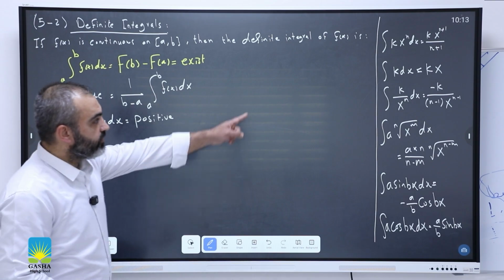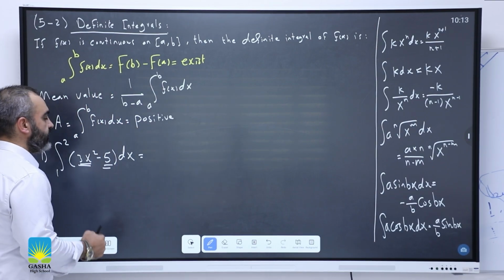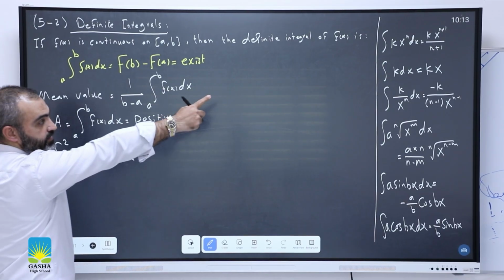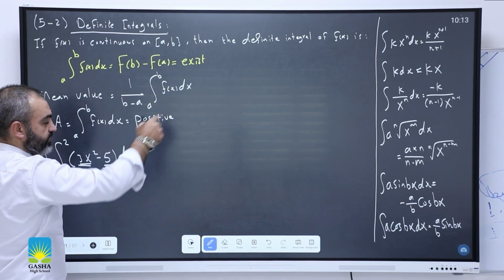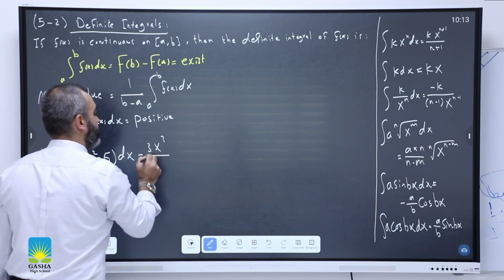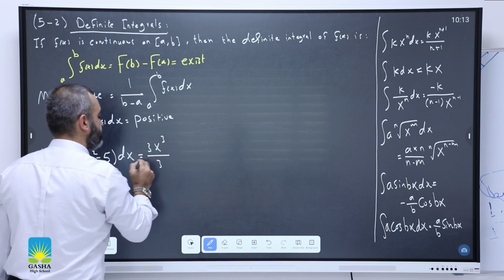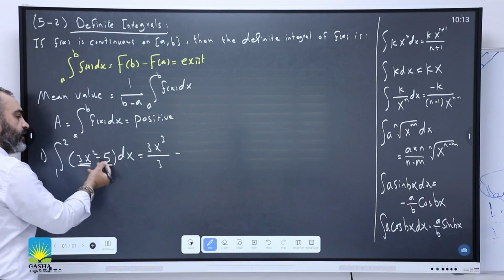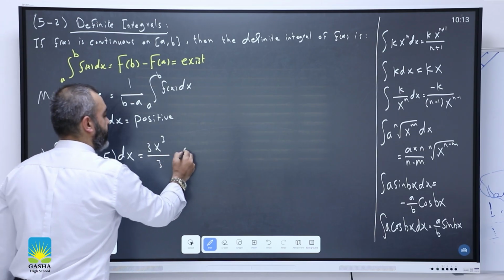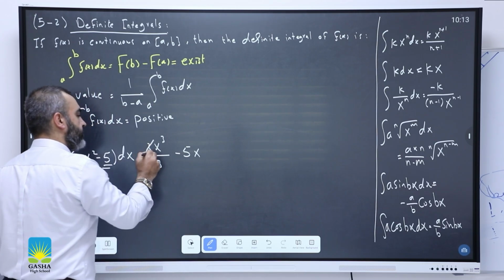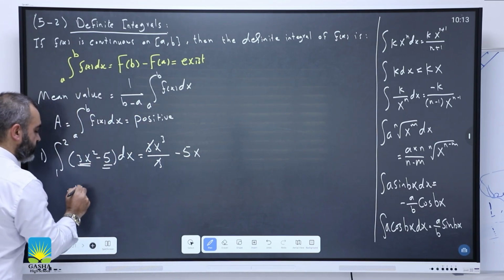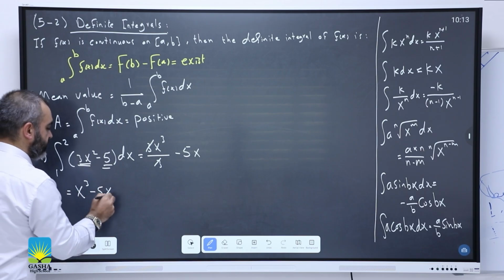For 3x squared, we use the first formula of the indefinite integral. 3 is k and 2 is n. So the result is 3x cubed over 3, minus. How to integrate 5? The integral of 5 is 5x. And the 3 cancels, so we have x to the power 3 minus 5x.